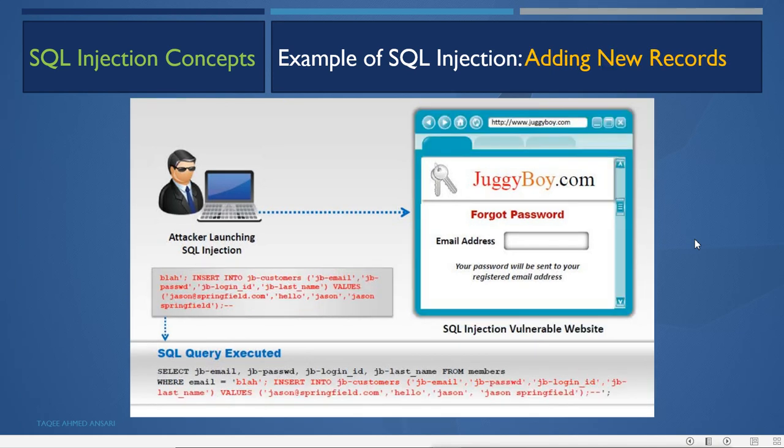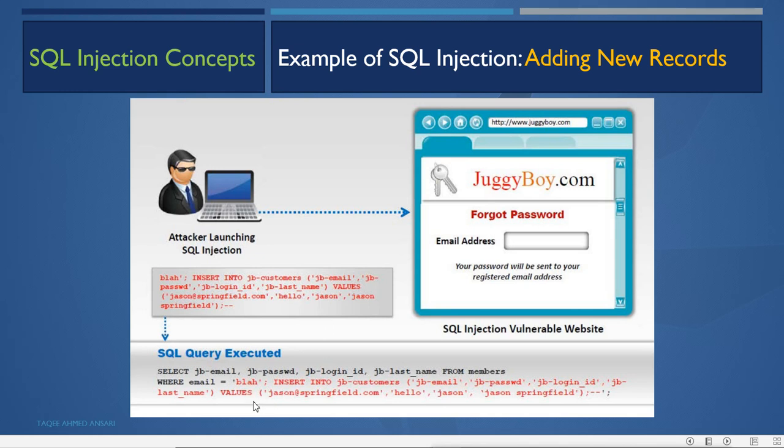Adding new records. For adding a new record, the attacker can use the insert command. As we saw in the database commands, what it is doing here is again closing the first query, that email address query, and then inserting the next query, saying insert into this with this new information.